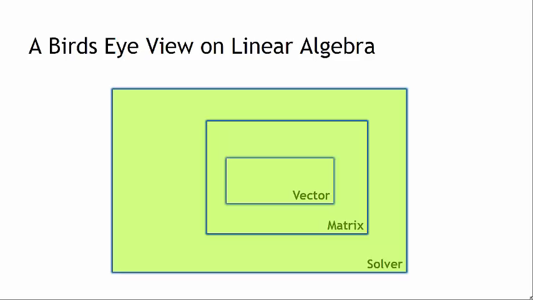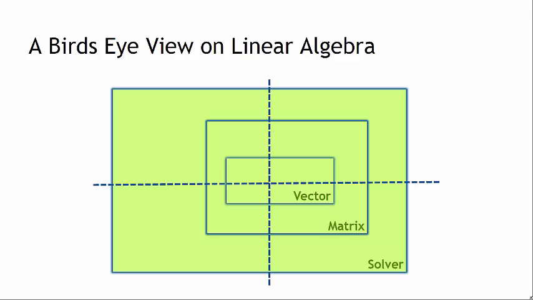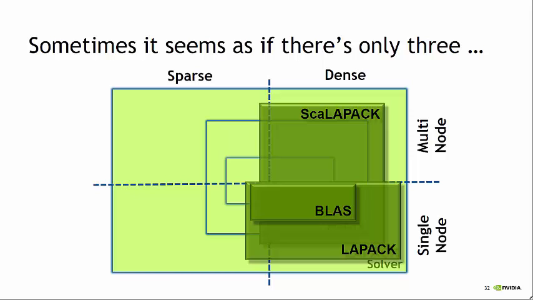Now, GPU libraries don't cover everything. Linear algebra, for example. Here is a bird's eye view of linear algebra. We have on the outside a solver, and then we have matrix. The solver is solving AX equals B for X. We have matrix operations, such as a matrix-matrix multiplication, and we have vector operations. We're going to partition this into sparse, dense, multi-node, and single-node. And already here we have 3 libraries. We have BLAS working on the matrix and vector operations, LAPACK covering solvers, and ScaLAPACK covering that across multiple nodes. And this is just in the dense space.